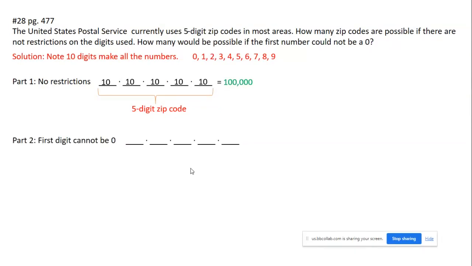Okay. But let's answer part two, that we have a restriction now. The first digit cannot be zero. We cannot select zero. So if we cannot select zero, that leaves us with only 9 options to choose for that first slot. So that's what we're going to put there. 9 for the first slot, but the rest have no more restrictions. So the rest can be 10, 10, 10, 10. So when we multiply all these together, we get 90,000. Okay, so this is how we would use our counting principle to get possible options or outcomes.